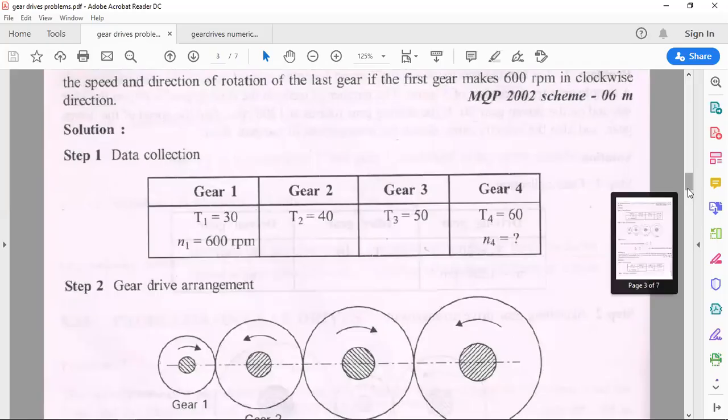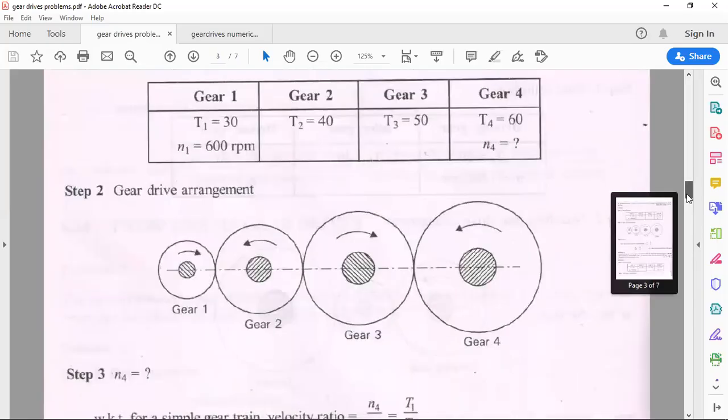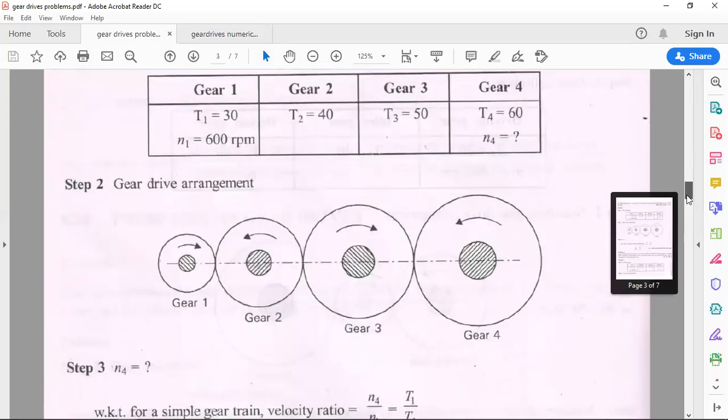By using the velocity ratio equation, I'm finding the speed of the last gear. Driver and driven in a gear drive always rotate in opposite directions. So if it is clockwise, this is anti-clockwise. If it is anti-clockwise, this will become clockwise. Likewise, you need to find out the last driven gear direction.